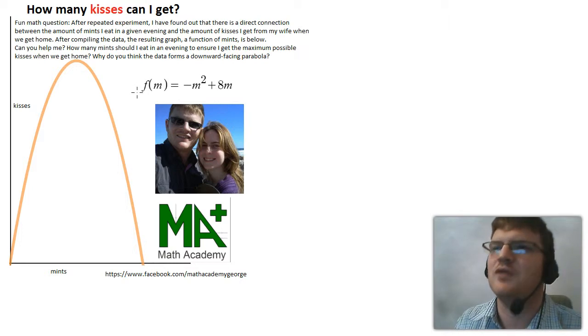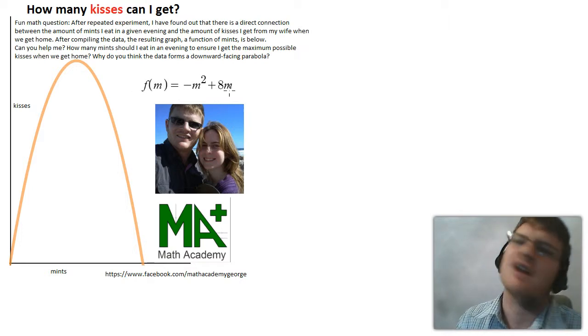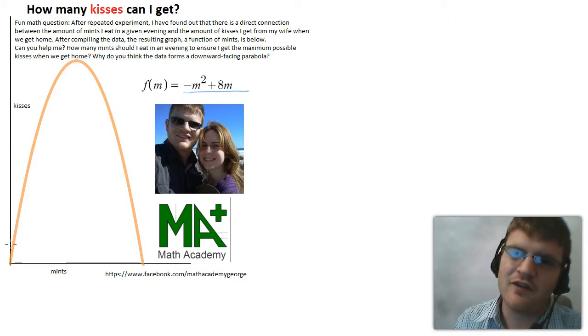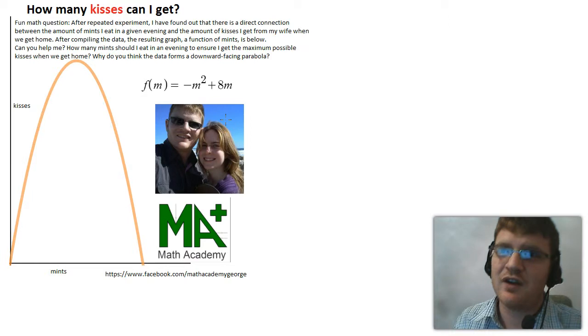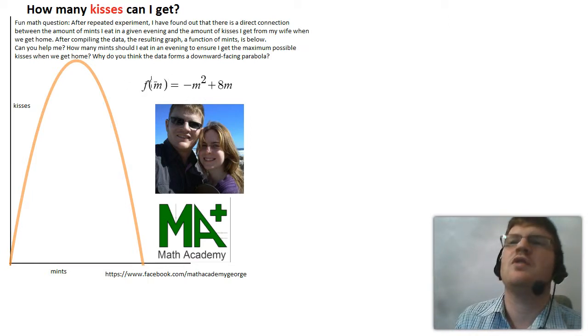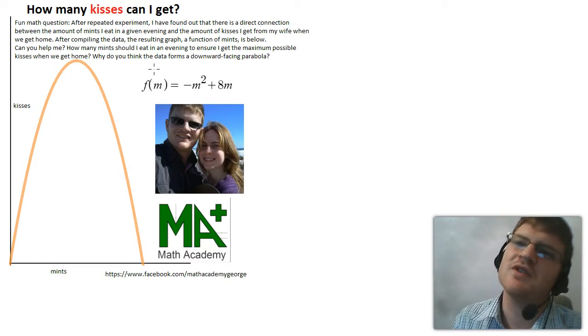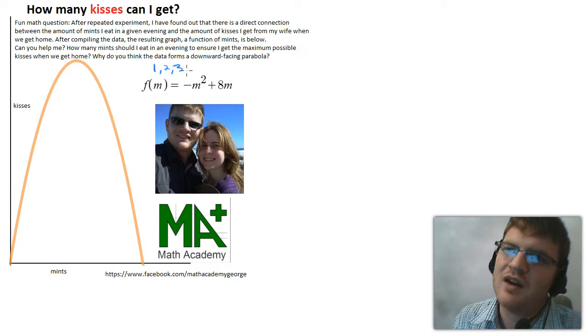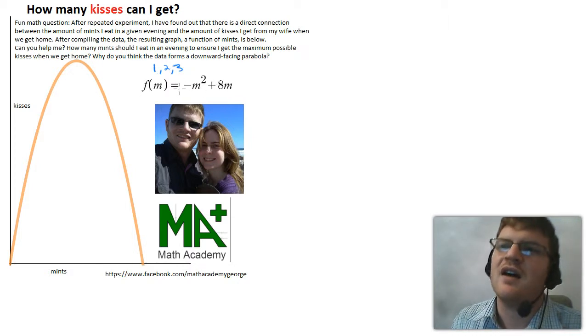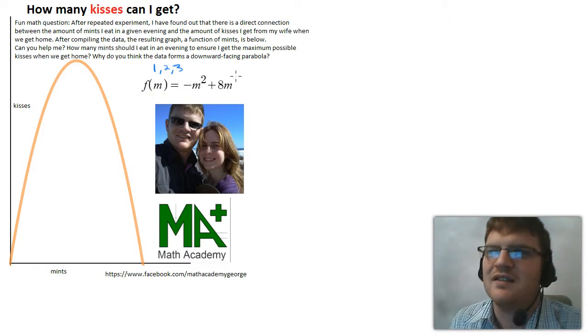Why do you think the data forms a downward facing parabola? Okay, so there's a relation here. This forms this. Very interesting. So this is what we call a function of mints. We're saying that if we put in a number here, be it number 1, number 2, number 3, or whatever, then I get a result of how many kisses I can get for a certain number of mints.